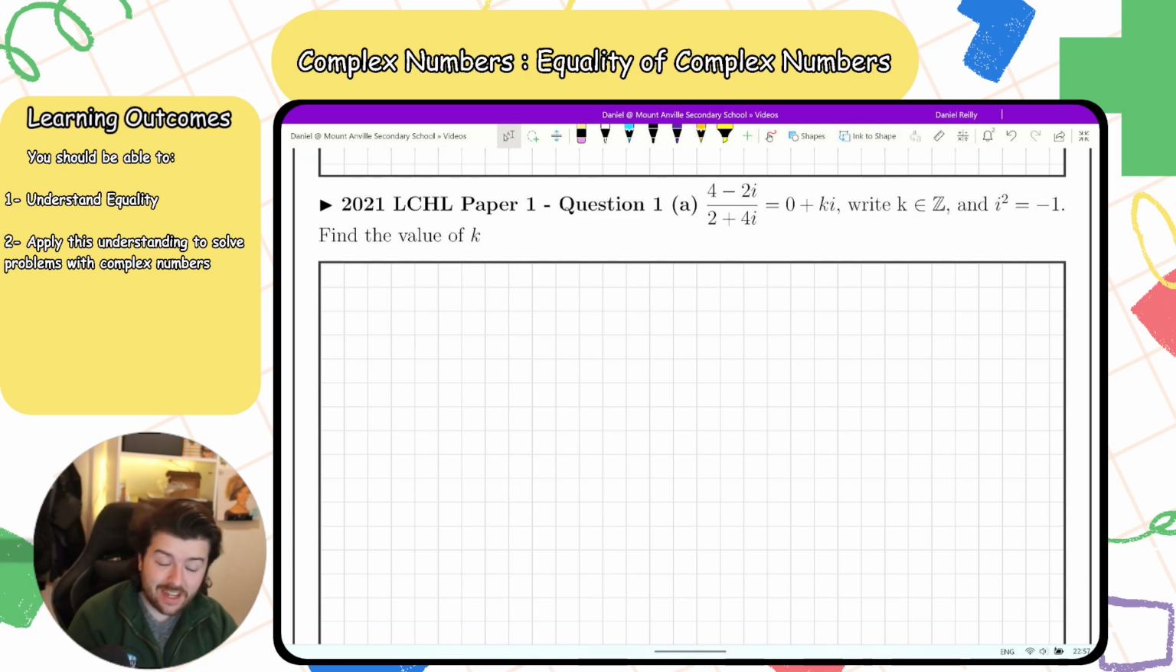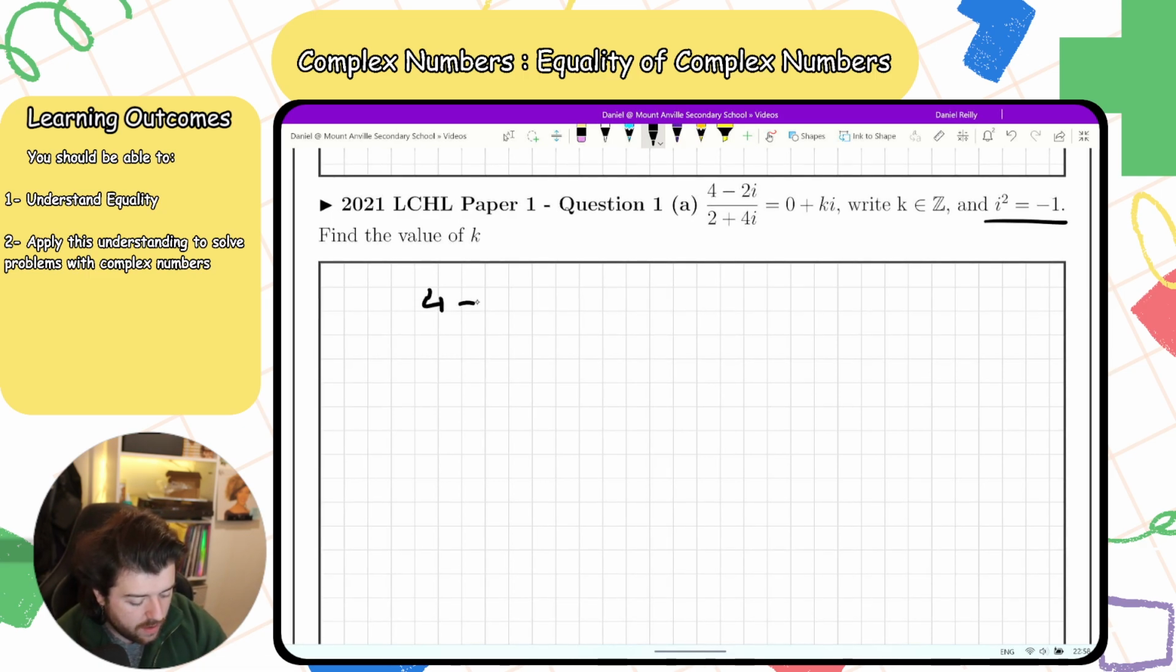This is from the Leaving Cert Higher Level paper, the 2021. So I have here 4 minus 2i all over 2 plus 4i is equal to 0 plus ki, where k is an integer and i squared equals minus 1. Find the value of k. This is complex division, right? 4 minus 2i all over 2 plus 4i.